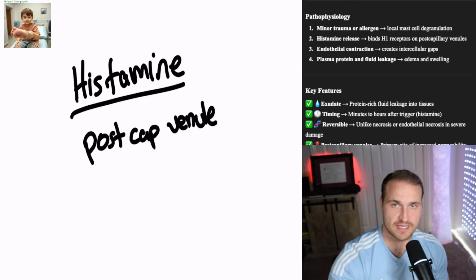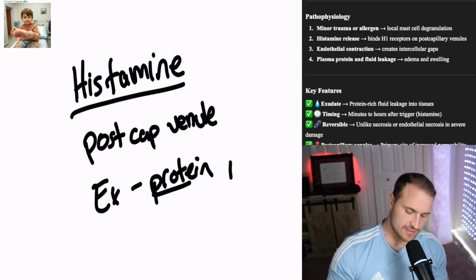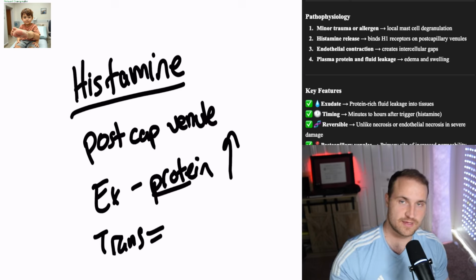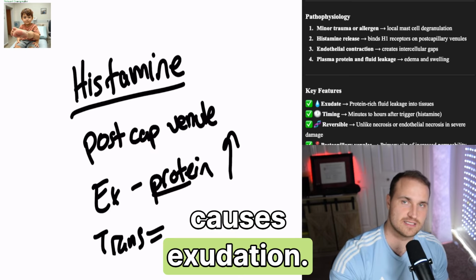And what's the difference between exudate and transudate? Exudate is going to be protein-rich, and that's due to inflammation because of increased permeability. Transudate is protein-poor, and that's because of hydrostatic pressure or decreased oncotic pressure. So if they ask about localized edema after some sort of a sting or allergy, then it's going to be histamine, endothelial gap junctions. That causes exudation.